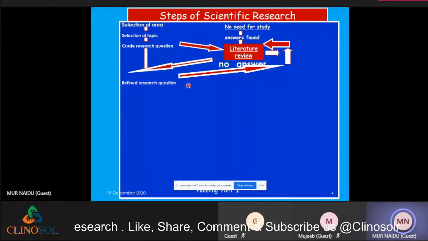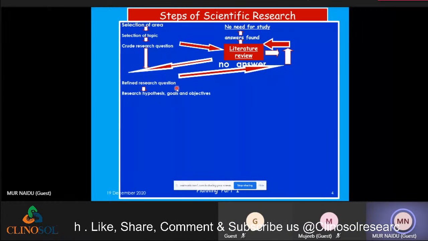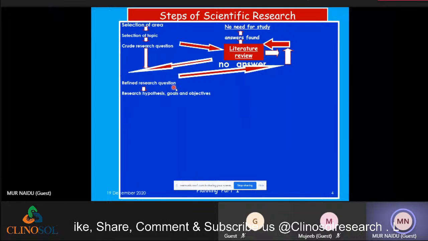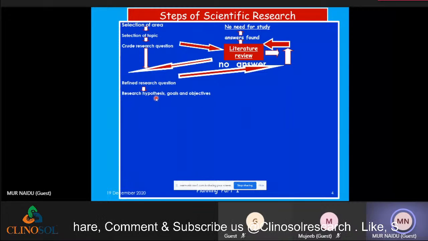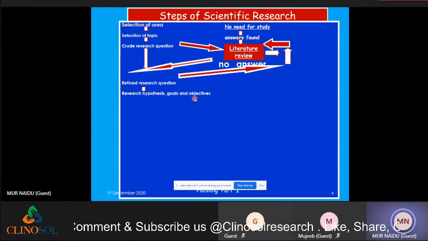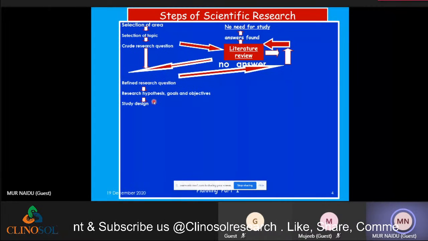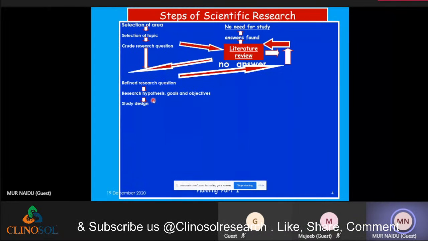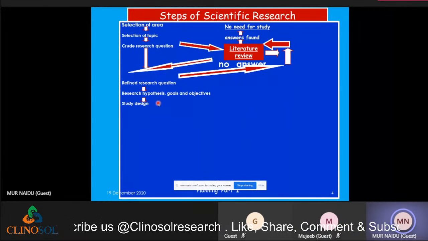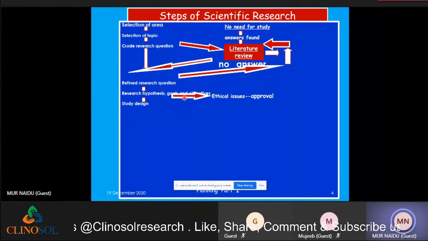Then you develop your research hypothesis based on this research question. Identify all the goals of the study which you want to do. What are the various objectives of your study? You should note those down. So you prepare the research hypothesis, goals and objectives. After preparing that, you also prepare your research design. So you have got the goal, the objectives, and the research design. All these things are required to prepare what is known as a protocol document.